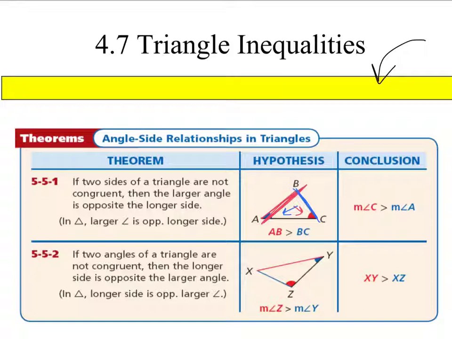Okay, same thing on the bottom. If two angles of a triangle are not congruent, then the longer side is opposite the larger angle. So the longest side of a triangle is opposite the largest angle. Same thing, if you have the smallest side of a triangle, it is opposite the smallest angle, and so forth. Largest angle is opposite the largest side, smallest angle is opposite the smallest side. Okay, so let's try an example.